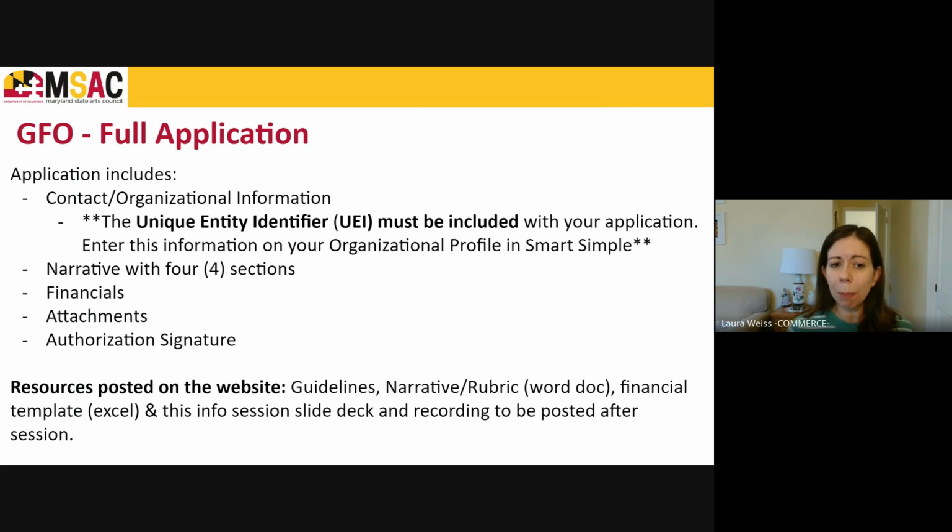And like I said, there are plenty of resources available on the website, msac.org, including the guidelines and the application as a Word document. There's also a financial template formatted as an Excel spreadsheet. That is often helpful if you're trying to work through your financials. This session, along with the slide deck, will also be posted. And we also have some other helpful how-to videos that will be on the website as well.